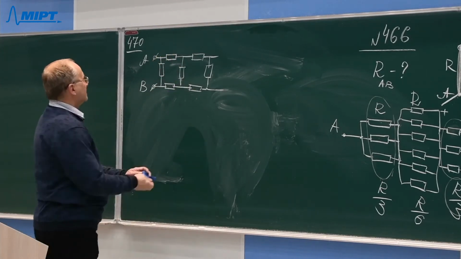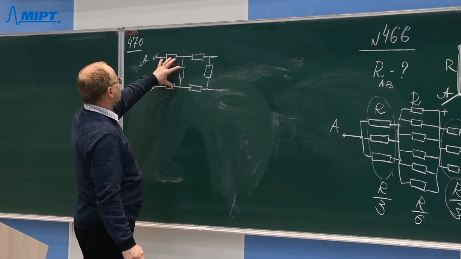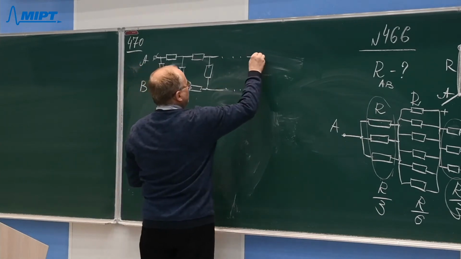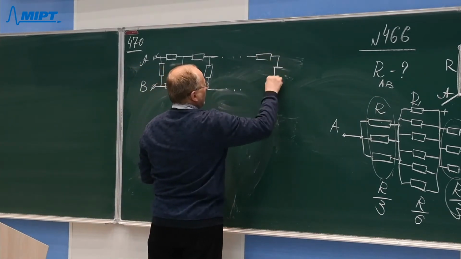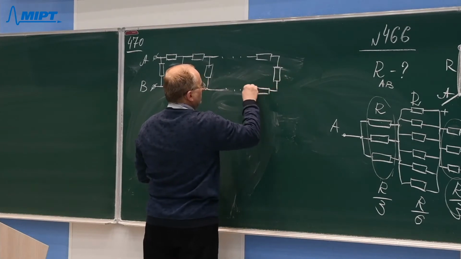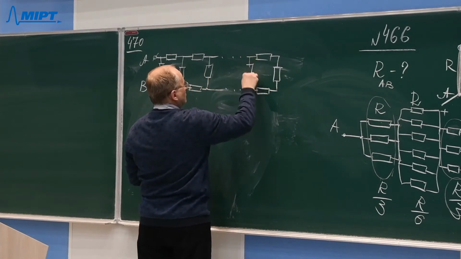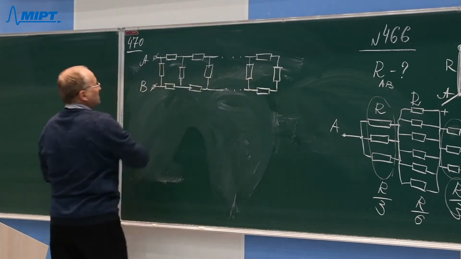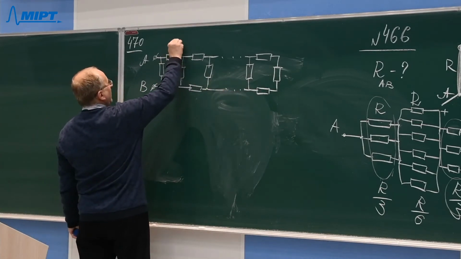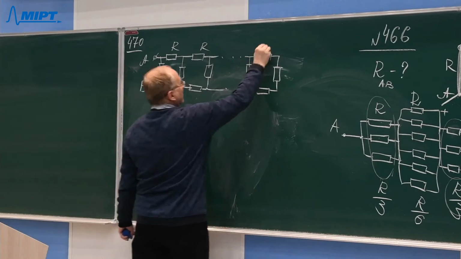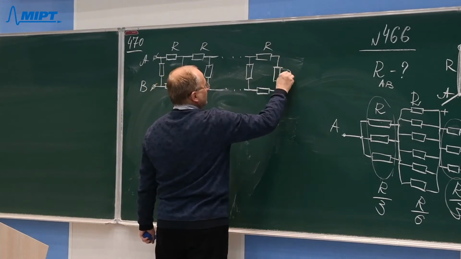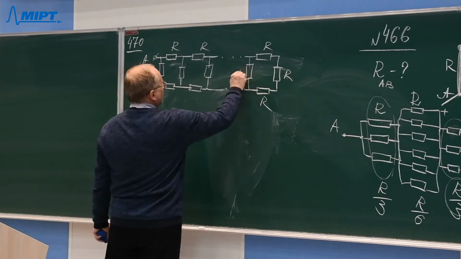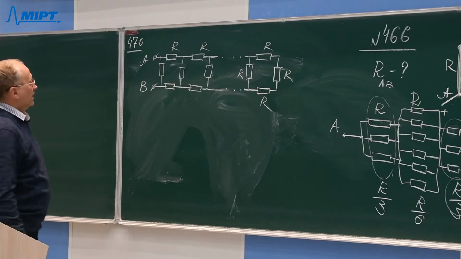elements, similar cells. So this one single cell is similar to the next cell and similar to the next cell, and so on. And finally we will have the final cell here. So there is an infinite number of similar cells, and all the resistors are identical. All the resistors have the same resistance. Let's consider this problem in such a formulation, that all the resistors are similar. And this is an infinite circuit.